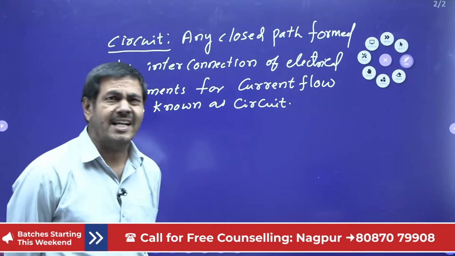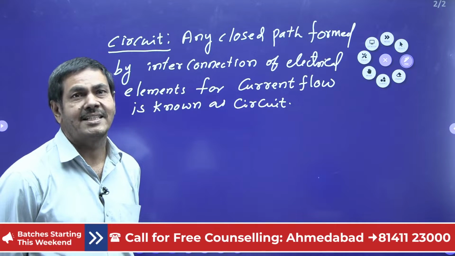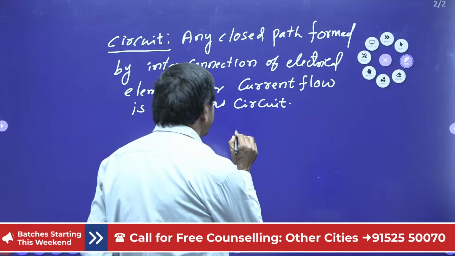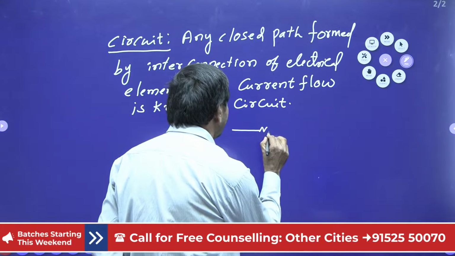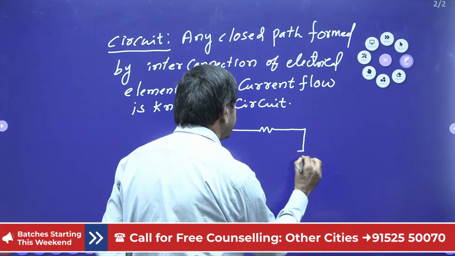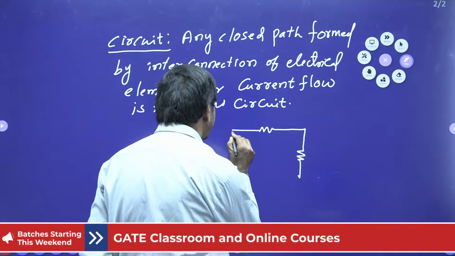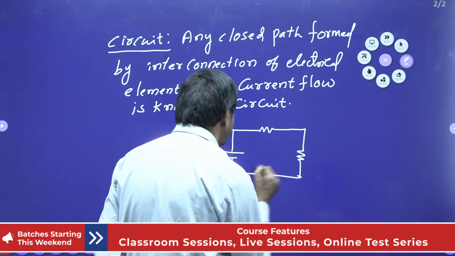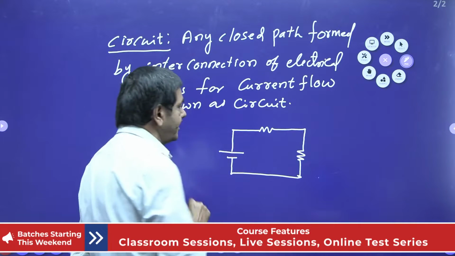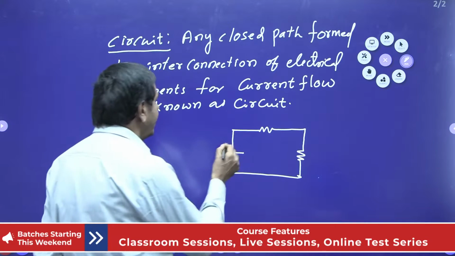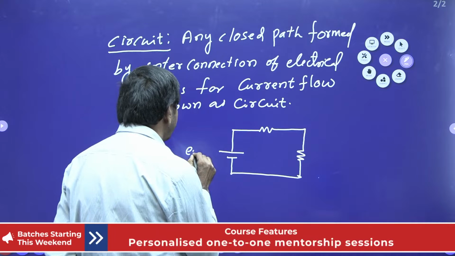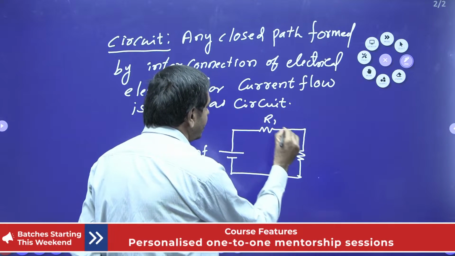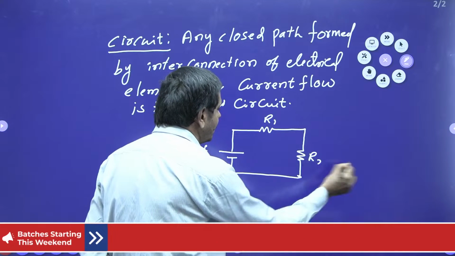Sir, I don't understand clearly. Still, I want clarity, sir. Very good, we can give an example. I have drawn a diagram in this way. There is a source, which I connected here. This is the EMF, the electromotive force, with resistance R1 and resistance R2 connected here.